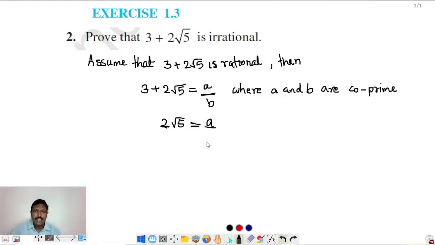2 root 5 is equal to what? A divided by B minus 3. That 3 you can transpose to the right side, then it will be minus 3. So 2 root 5 is equal to A by B minus 3. Now you can cross multiply here.